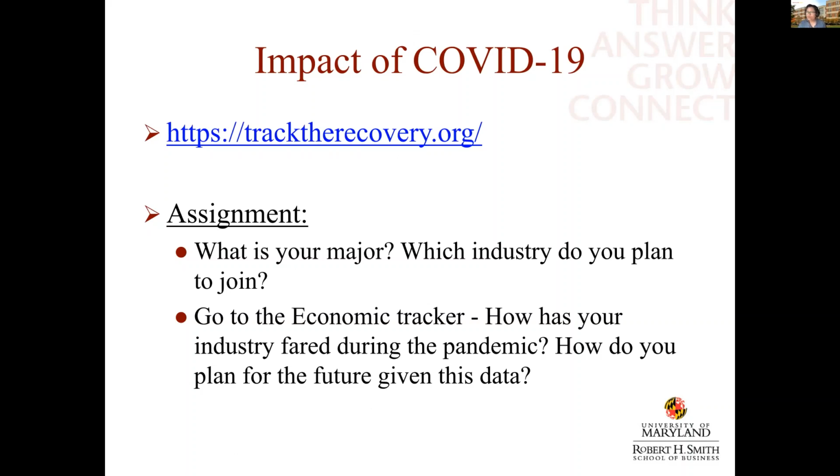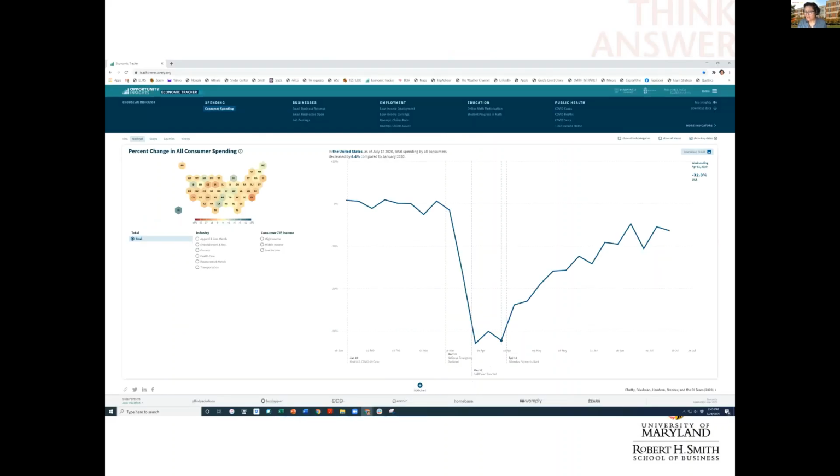trackTheRecovery.org has data on how different industries have been impacted by COVID. And so your assignment could be, what's your major? What industry do you plan to join? Go to Track the Recovery, see the impact of COVID on your industry. And if it doesn't happen to be on Track the Recovery, go find the data on your industry and then come to class, be prepared to discuss the impact of the pandemic and what you might do. This would be, let's say, the first 15 minutes of class. This is what the Track the Recovery website looks like. And you can see there are some industries here. If you click on the industry, then it gives you a graph of the impact of COVID on the industry. So that could be one real world example that you're using in class.